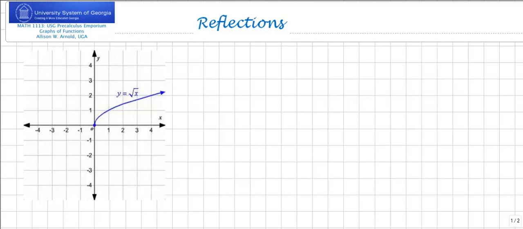Let's take a look at how x and y axis reflections affect a graph. You see before you the graph y equals square root of x, the basic shape. If we wish to graph y equals negative root x versus y equals the square root of negative x, how will that affect the original graph?